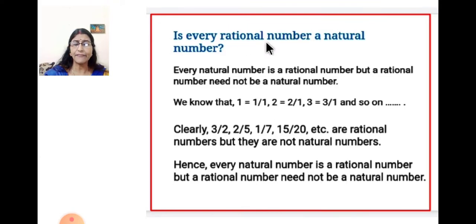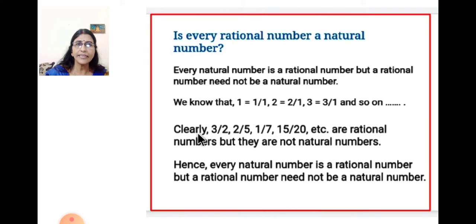Now next, is every rational number a natural number? Every natural number is a rational number, but a rational number need not be a natural number. So let us understand with the help of an example. Here you can see this is a natural number 1. 1 can be written as 1 upon 1, 2 can be written as 2 upon 1, 3 can be written as 3 upon 1. We can write 1 in the denominator and so on. So can we call them rational numbers? Yes, a natural number can be a rational number.